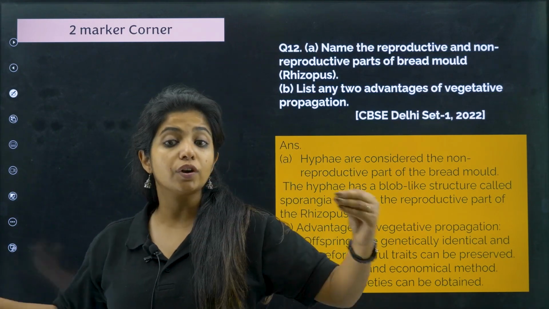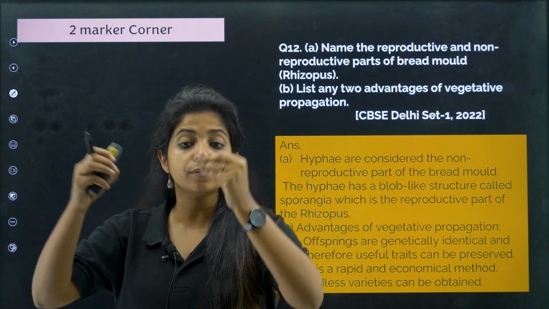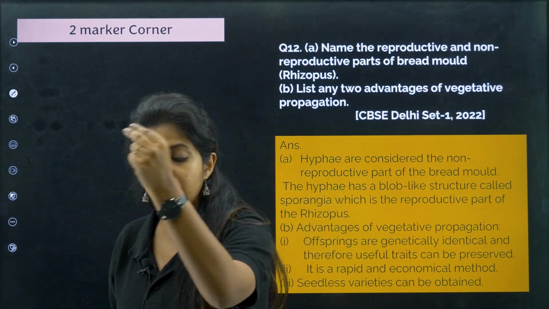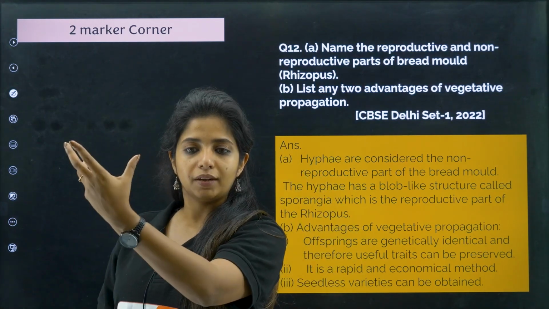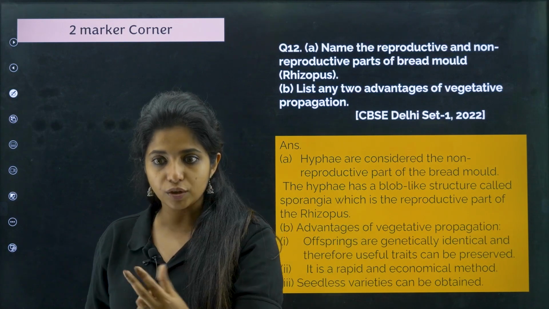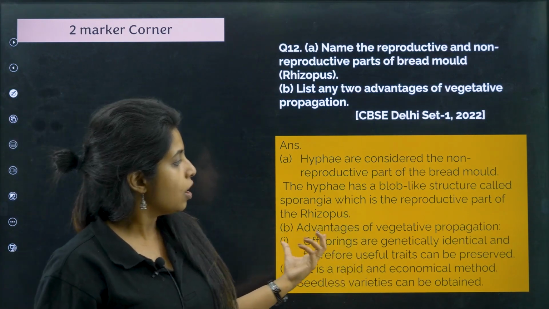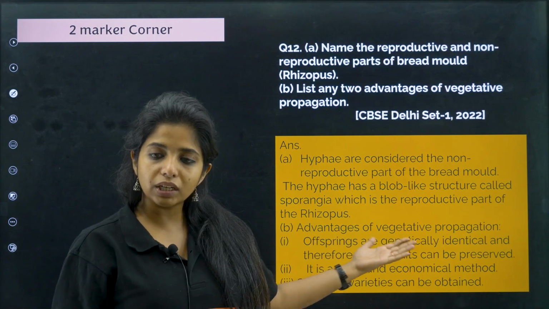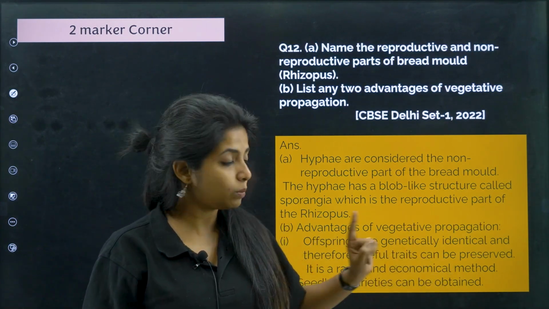I don't want it to undergo sexual mode of reproduction. So what do I do? I basically cut a part of it which has buds, I keep it in the next pot, and now it grows up there. So I have the same type of plant over here. So I am getting all the advantages of the genetically identical parent plant, right? So the offsprings are genetically identical and therefore useful traits can be preserved, only useful.